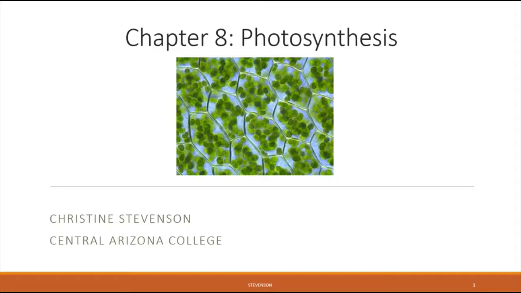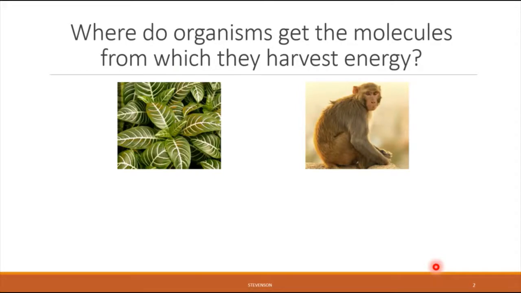In our last chapter, which was Chapter 7 on cellular respiration, we talked about how cells harvest energy from nutritional molecules, and we specifically focused on sugar. This chapter is going to be a continuation of that discussion as we now answer the question of where do organisms get the molecules from which they harvest energy in the first place? Because while every organism does undergo cellular respiration in order to convert chemical energy into ATP molecules, the source of the molecules that are broken down through cellular respiration can differ.